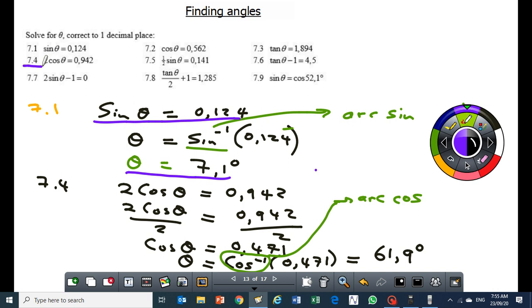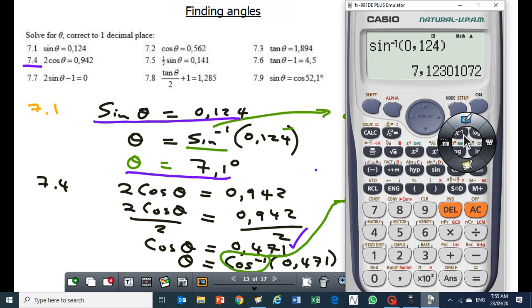So we divide both sides by 2. If we do that, we get cos theta equal to 0,471. Then we take the cos to the right, it becomes arc cos of the ratio, which is 0,471. And on the left, we'll be left with theta. Remember theta is an angle. We need to determine its size.